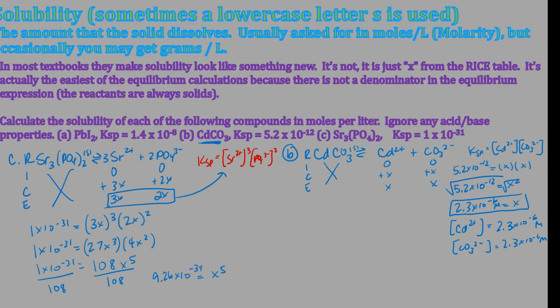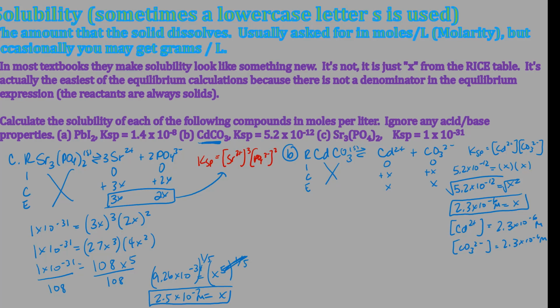And then I'm going to raise both sides to the 1/5. That gets rid of that. So then my x is equal to 2.5 times 10 to the negative 7 molar. So that would be my solubility. That would be the answer that they're looking for.